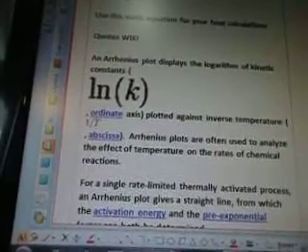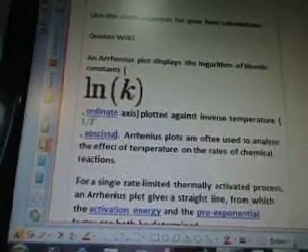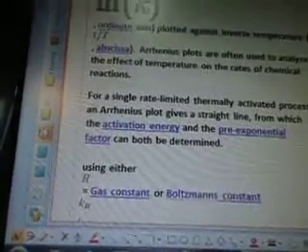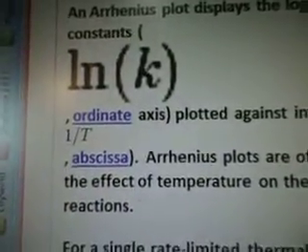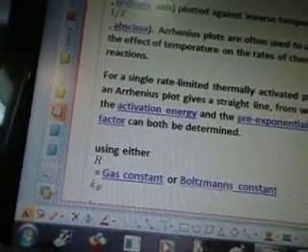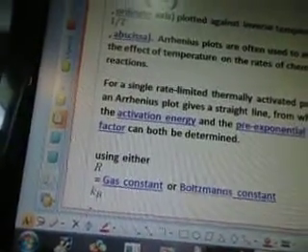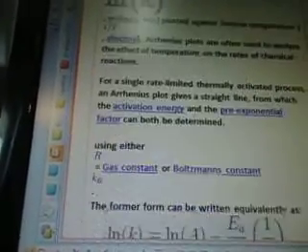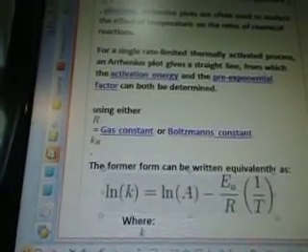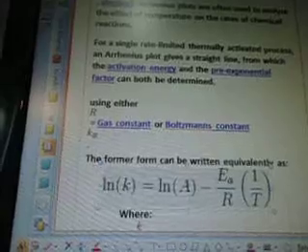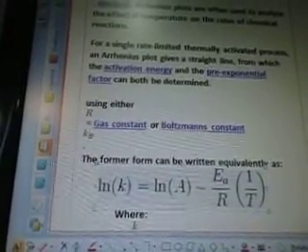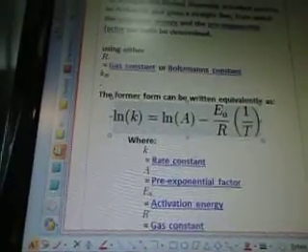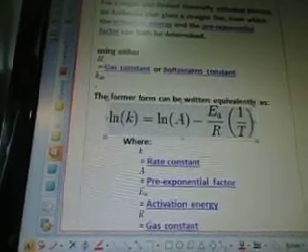Quotes from Wiki: an Arrhenius plot displays the logarithm of kinetic constants, so you have ln k there, ordinate axis, plotted against inverse temperature 1/T, abscissa. Arrhenius plots are often used to analyze the effects of temperature on the rates of chemical reactions. For a single rate-limited thermally activated process, an Arrhenius plot gives a straight line, from which the activation energy and the pre-exponential factor can both be determined, using either R equals gas constant or Boltzmann constant Kb.